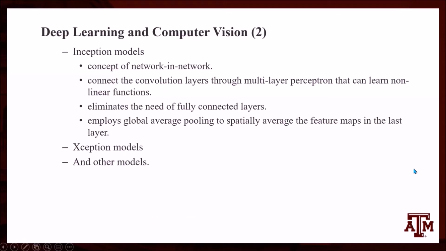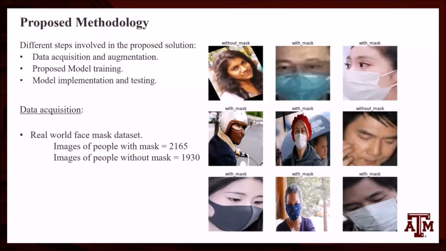Now, the Inception models brought the concept of network in network, and they connect the convolution layers through a multi-layer perceptron that can learn nonlinear functions and eliminates the complete need of fully connected layers and employs global average pooling to spatially average the feature map in the last layer.